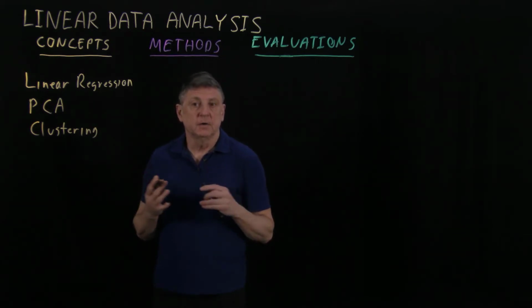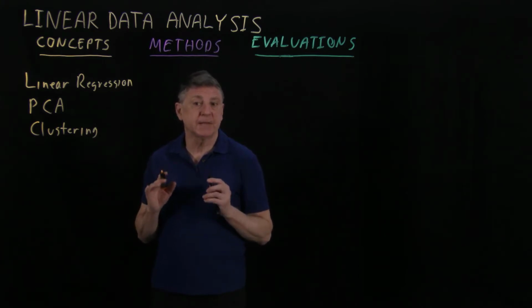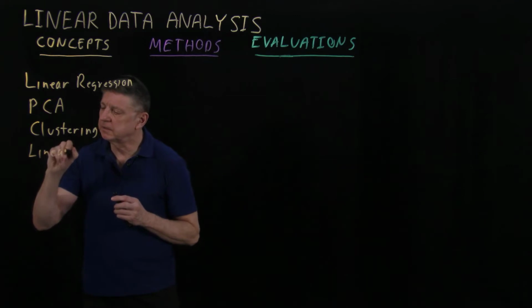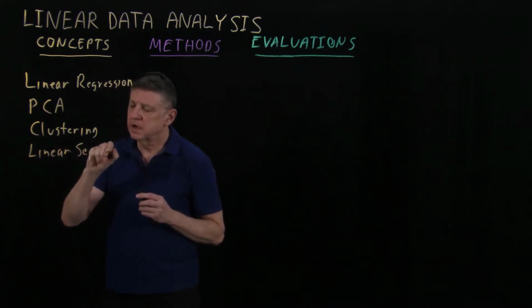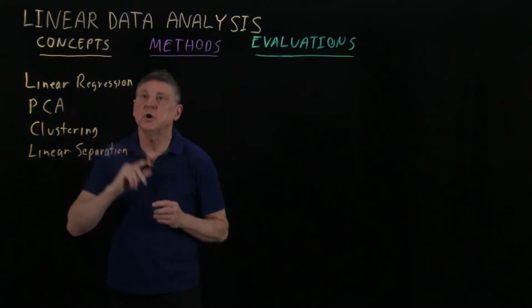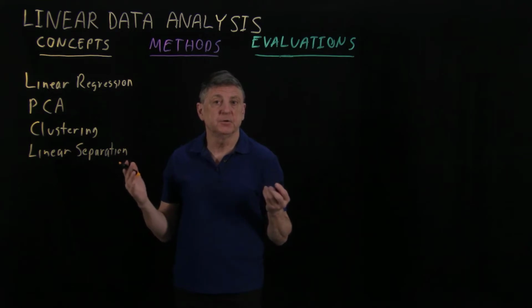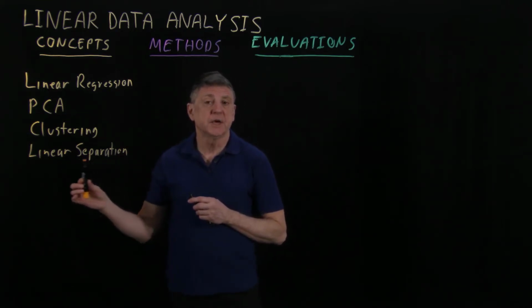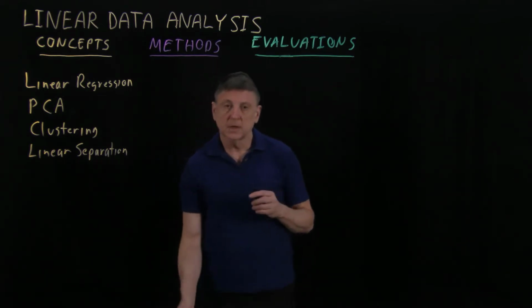If our data were of an appropriate dimension and we had labels for the data, then we would attempt to linearly separate. So linear separation of our data was our final main concept in this course. And I will observe that in the future, when you're doing nonlinear data analysis, what will often happen is the data will be transformed so that they become linearly separable.